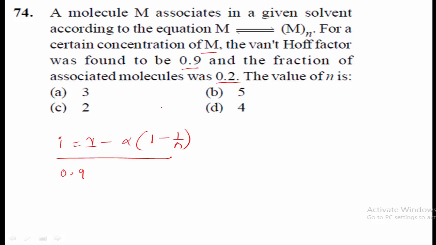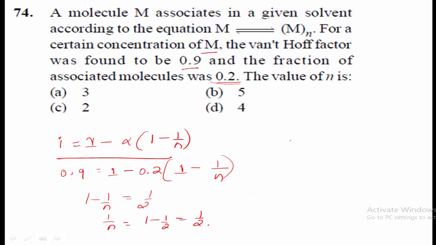i is 0.9, that is the Van 't Hoff factor, that is equal to 1 minus the degree of dissociation or association. Since here they have undergone association, it would be 0.2. So 0.2 into 1 minus 1 divided by n. Now simplify this, what you will get: 1 minus 1 by n is equal to 1 by 2. Therefore 1 by n is equal to 1 minus 1 by 2, that is equal to 1 by 2. But what we want is the value of n. So n by 1 is equal to 2 by 1. Therefore n is equal to 2. Which option is right? Option C is the right one.